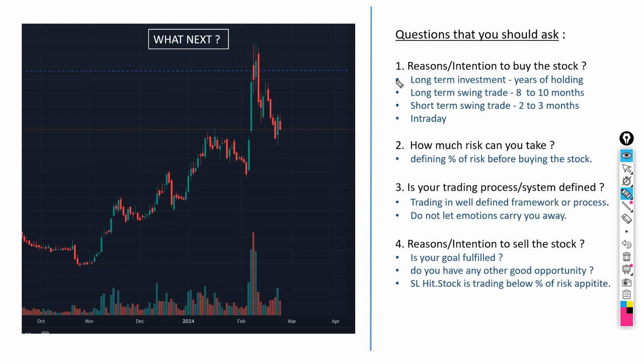Okay, so let's see. This is the first question: what are the reasons and the intentions to buy the stock? One must be very clear why you are buying it, what is the reason for the buying, what is the intention for the buying.